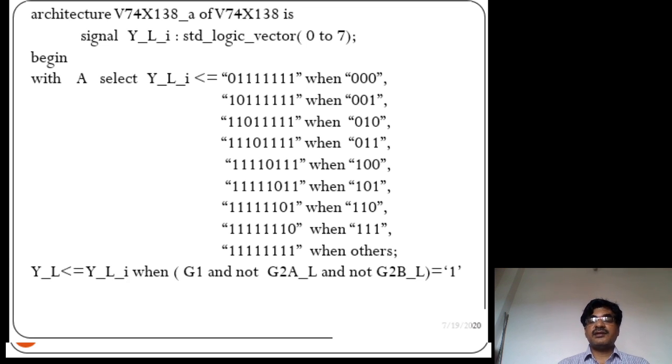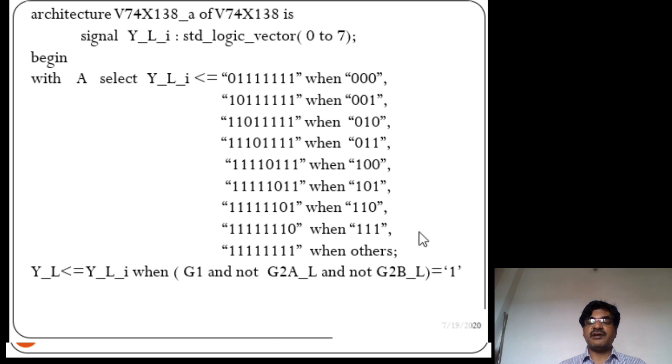Its syntax is the target signal, that is the actual output YL. To YL I am passing the internal signal data, YL less than or equal to YLI. So one of the YLI values based on the data input is passed to YL when the condition G1 is 1, G2A is 0, G2B is 0, that is G1 and not of G2A and not of G2B equal to 1. I am using an AND operation between these three enable inputs. An AND operation outputs 1 when all of its inputs are 1, otherwise it is 0. That's why I am using not of G2A, not of G2B. That is 1, 0, 0 means 1 and 1 and 1, which equals 1.